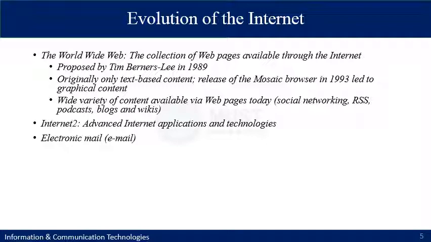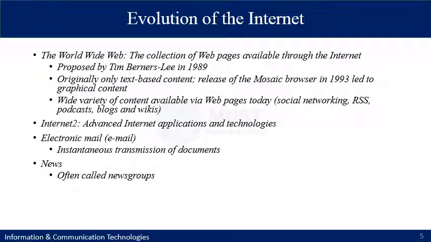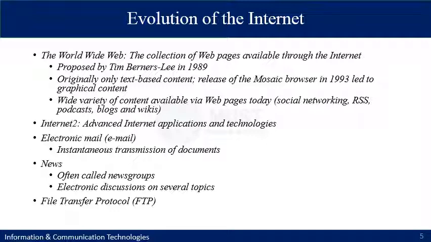One of the improvements was electronic mail, in which you can send instantaneous messages and documents, which can include other forms of media. News groups were created, which allowed the real-time exchange of news and comments on those news articles. Apart from that, the internet contains a file transfer protocol which allows a host to send files from one server to another.